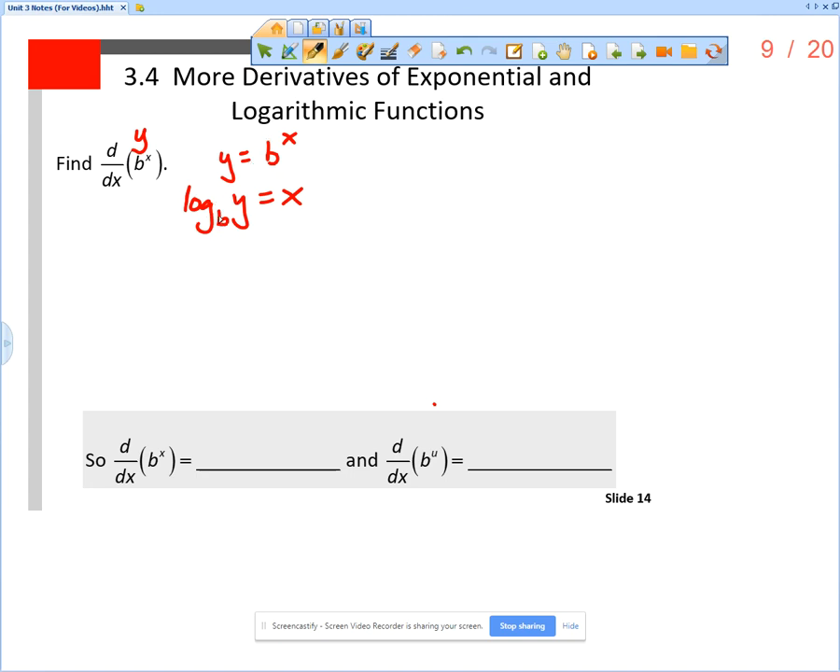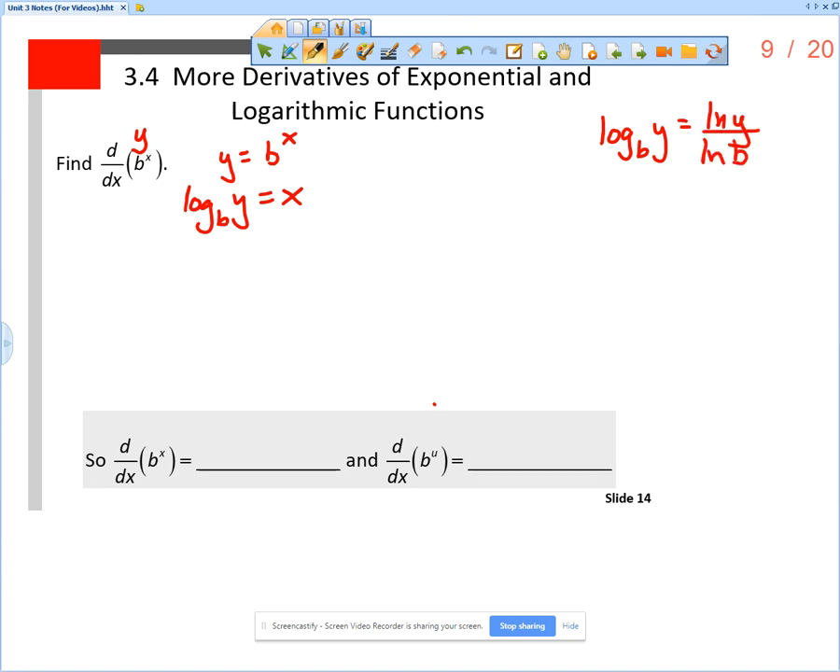But in order to do that, I have the log base b of y, and we don't know how to deal with log base b. The only thing we know how to deal with is the natural log. So I'm going to rewrite the log base b of y. On the side here, the log base b of y may be rewritten as the natural log of y divided by the natural log of b.